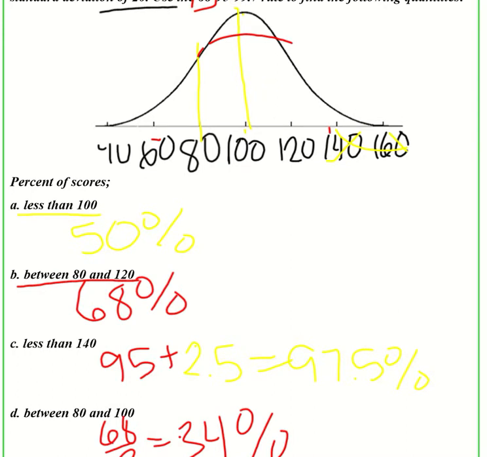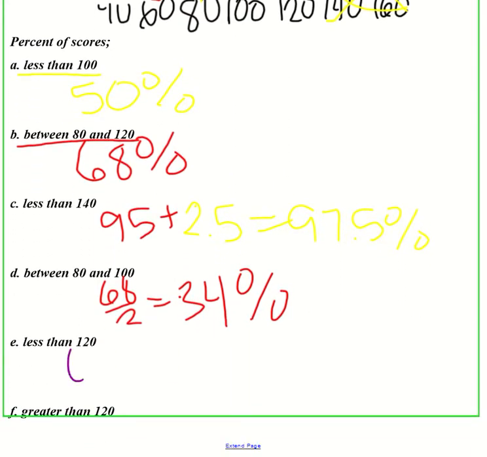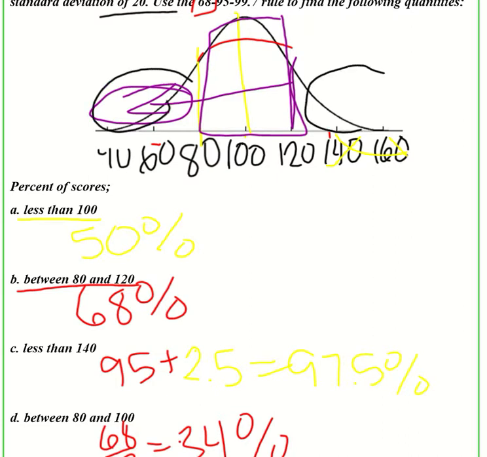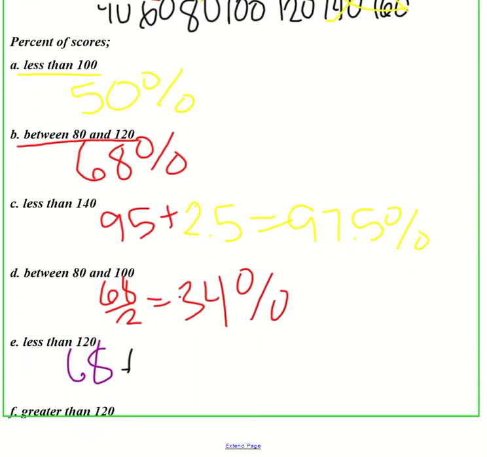Now let's look at where 120 is. 120 is right here, and it's less than 120. It's all of that space. Well, remember between 80 and 120 is 68, so we know that it's at least 68. But remember, we're still including this part that's not part of that. Together, this whole thing's going to be 100%. Well, 68% is in this middle chunk right here, which means that 32% has to be included in this end tail and this end tail, but we're only using half of that end tail. Half of 32 is 16, so we go 68 plus 16, and that gives us 84%.